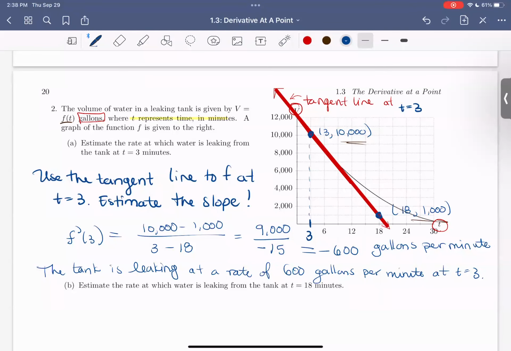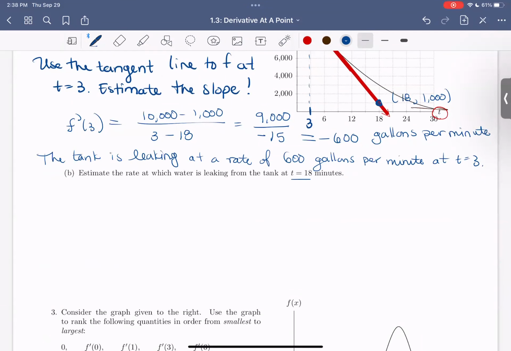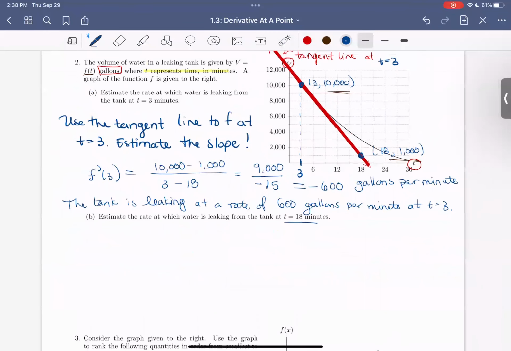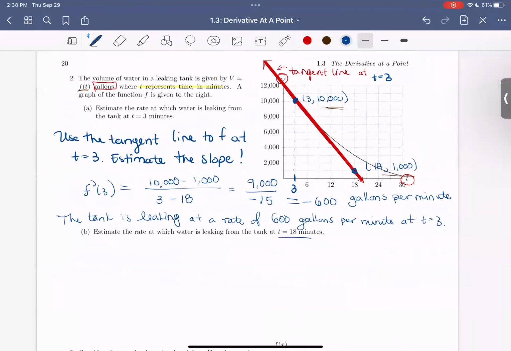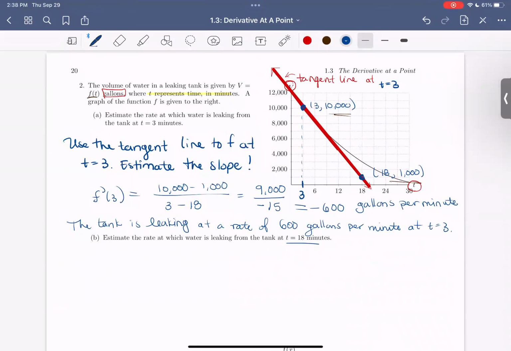All right, so now looking at part B of this question, it asks us to do the same thing, but now looking at t equals 18 minutes. So I'm going to clear off my graph and redraw my tangent line. If you haven't done this already, please pause the video right now, clear off your graph, and sketch that tangent line. And then when you're ready, play the video and you can follow along.